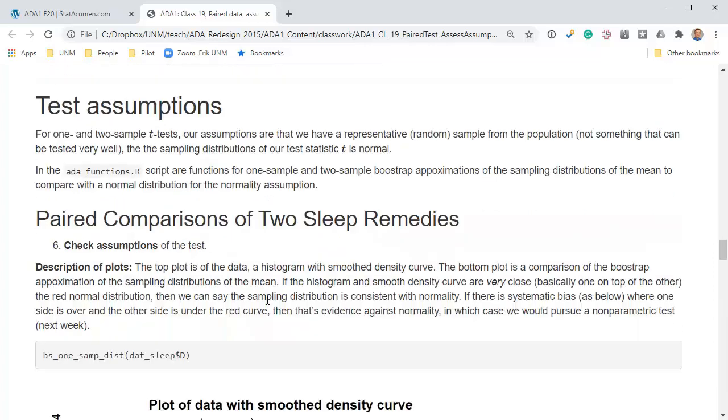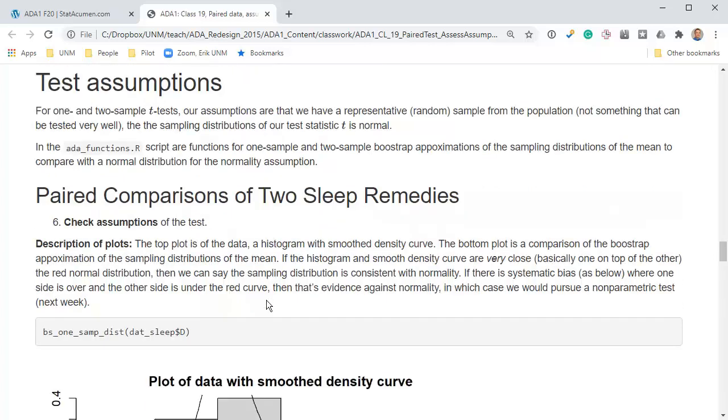Okay, now this is where it comes to the new stuff, testing the model assumptions. So we assume that we have a random sample from the population, and that the sampling distribution of our test statistic is normal. The sampling distribution should actually follow a t-distribution, but it's roughly normal.